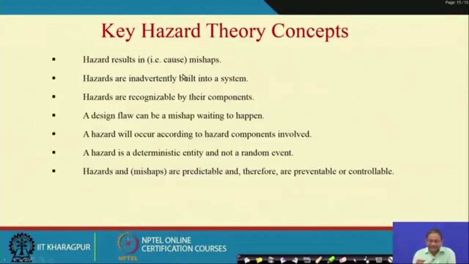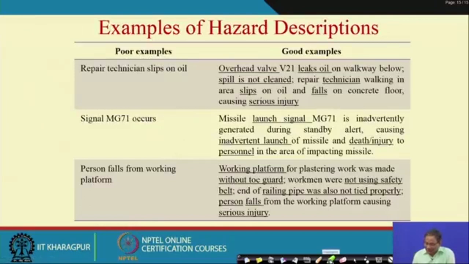So this kind of write-up is not good. This kind of write-up is not a good example of hazard, a poor example of hazard. Or, signal MG71 occurs, or person falls from working platform. Now, a good example will be: overhead valve V21 leaks oil, overhead valve walkway below, spill is not cleaned, repair technician walking in area slips on oil and falls.